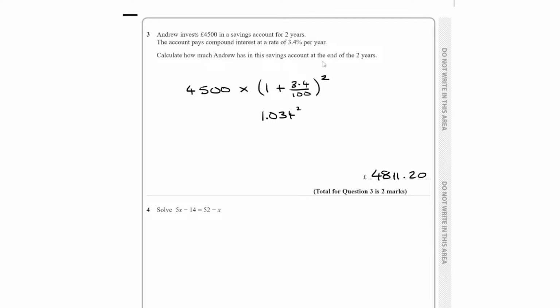That's literally it. If they ask for the interest that he earned, you would have to do another step and subtract the 4,500 original from this total. The total you get from that formula is the amount that's in the savings, including the initial amount. So just double check what the question is.